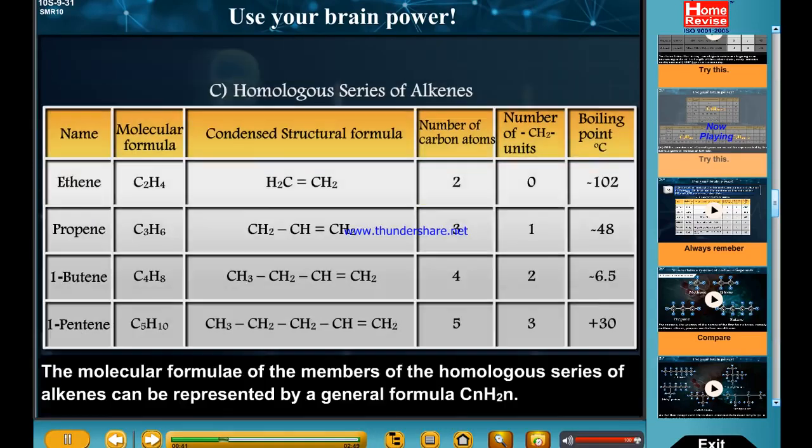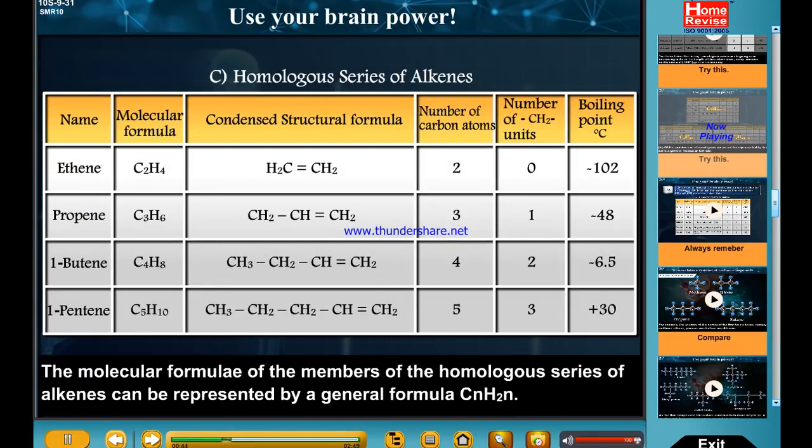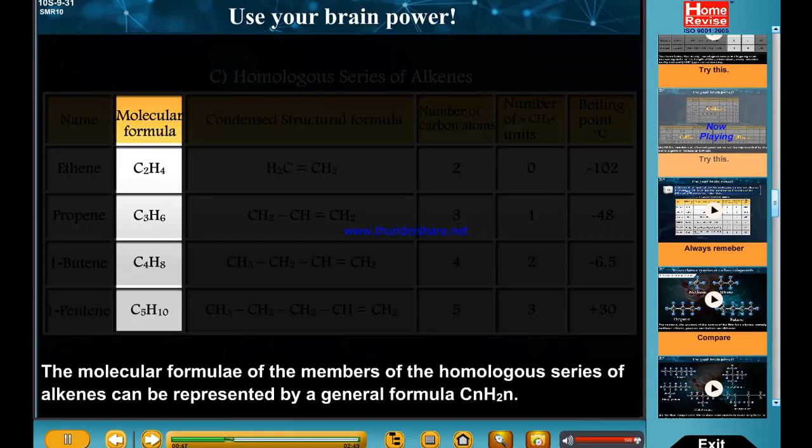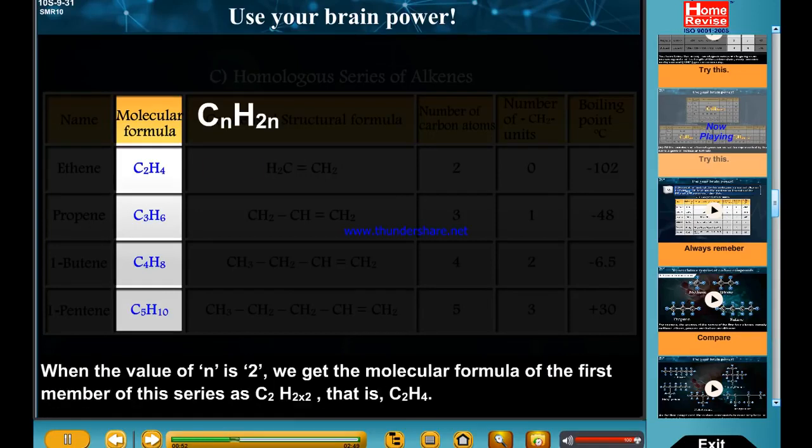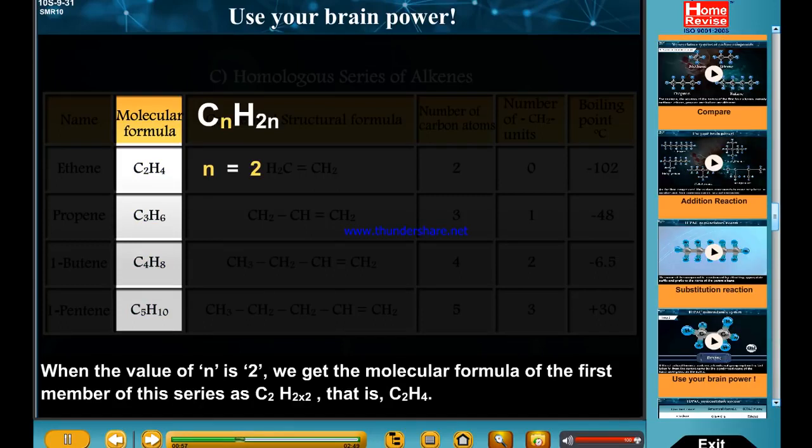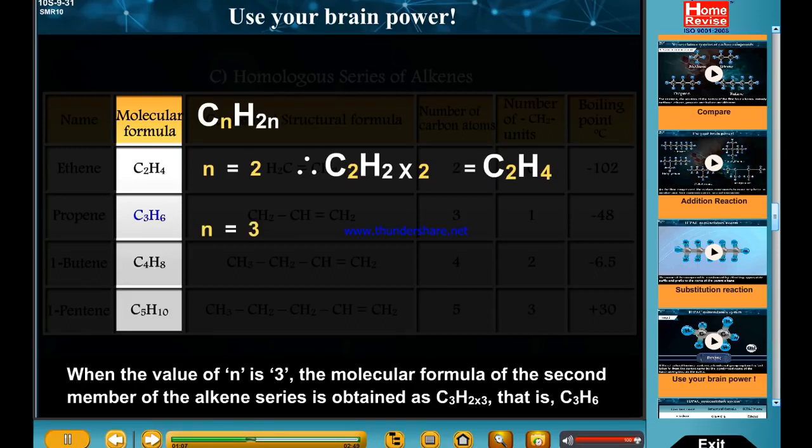The molecular formulae of the members of the homologous series of alkenes can be represented by a general formula CnH2n. When the value of n is 2, we get the molecular formula of the first member of the series as C2H2 into 2, that is C2H4. When the value of n is 3, the molecular formula of the second member of the alkene series is obtained as C3H2 into 3, that is C3H6.